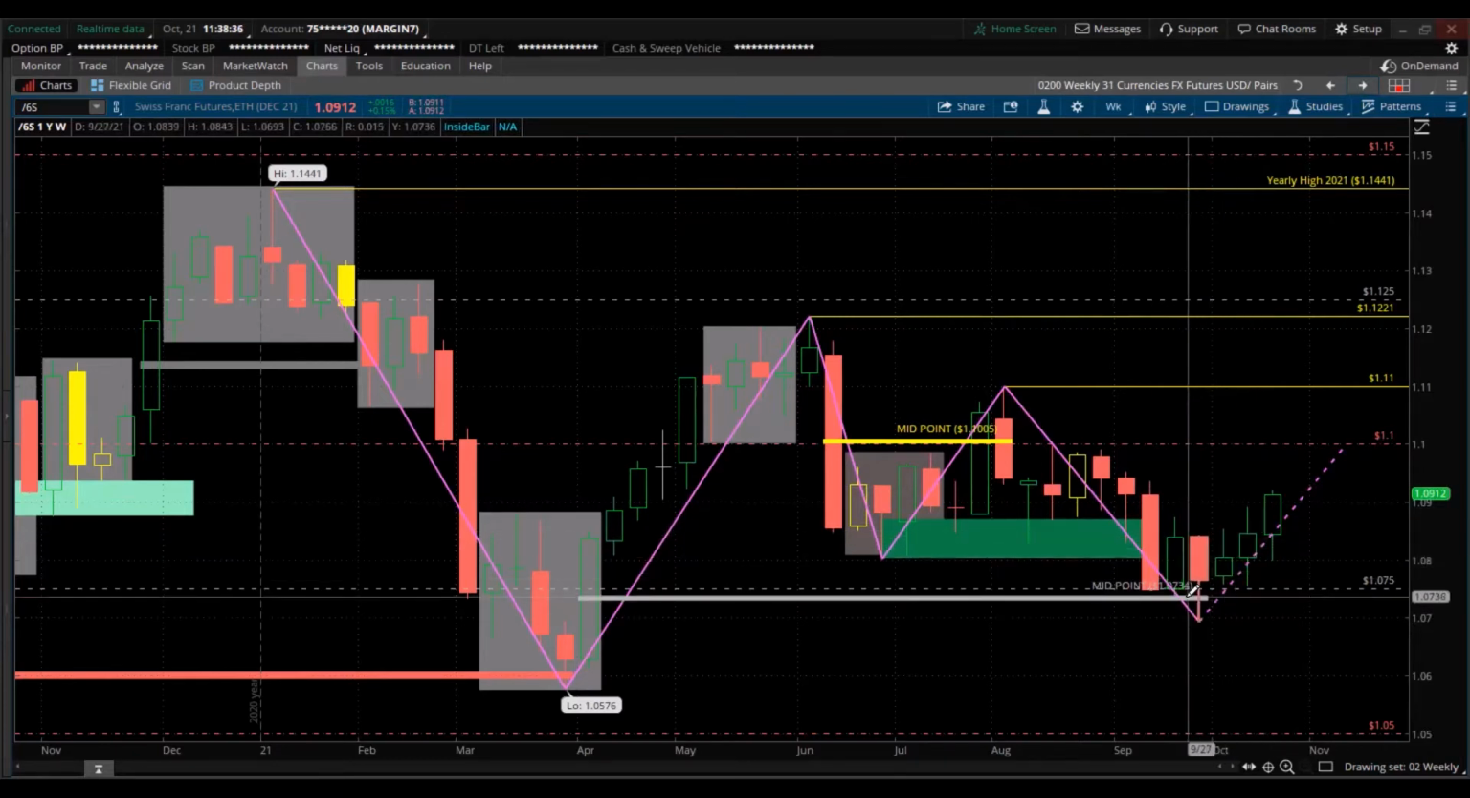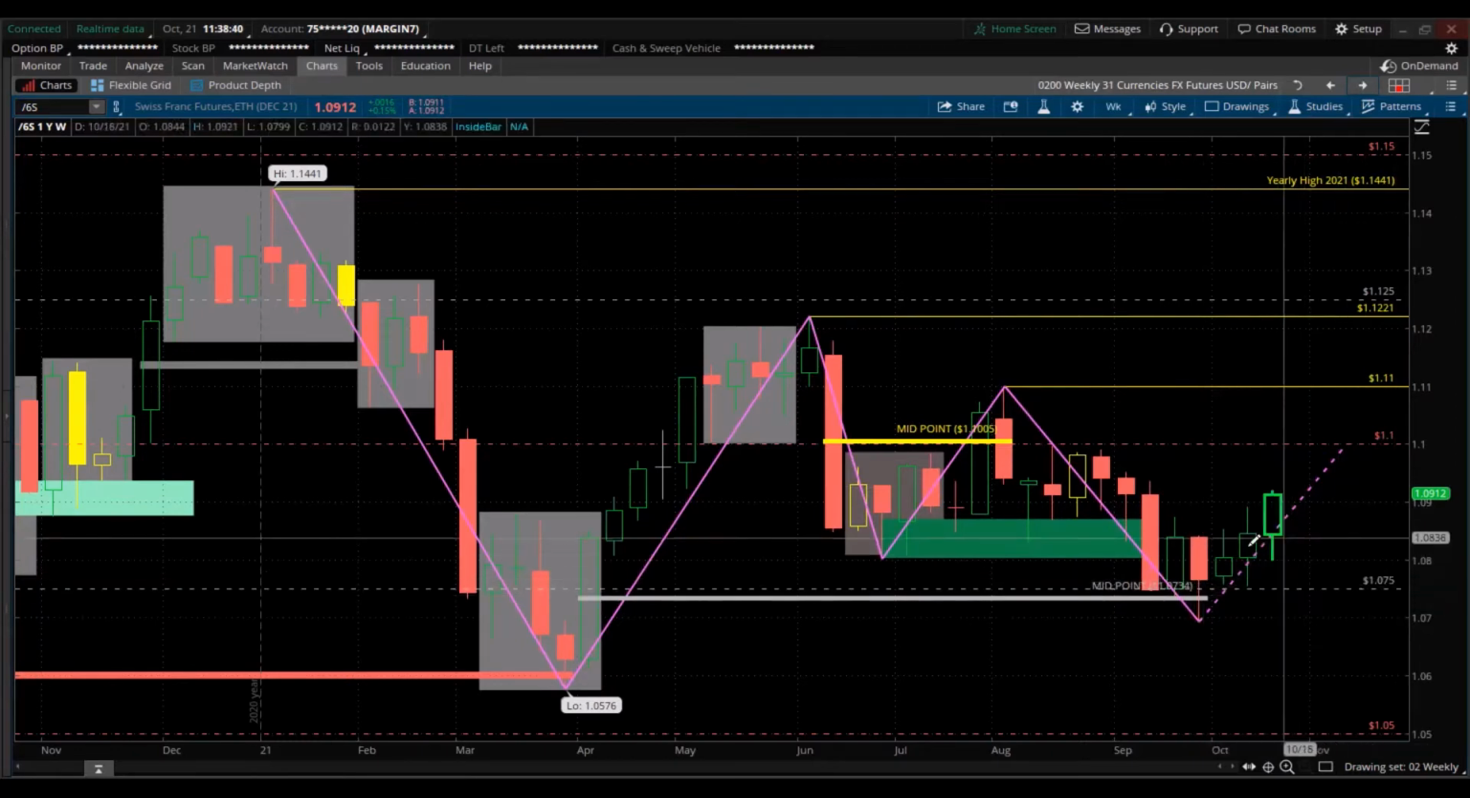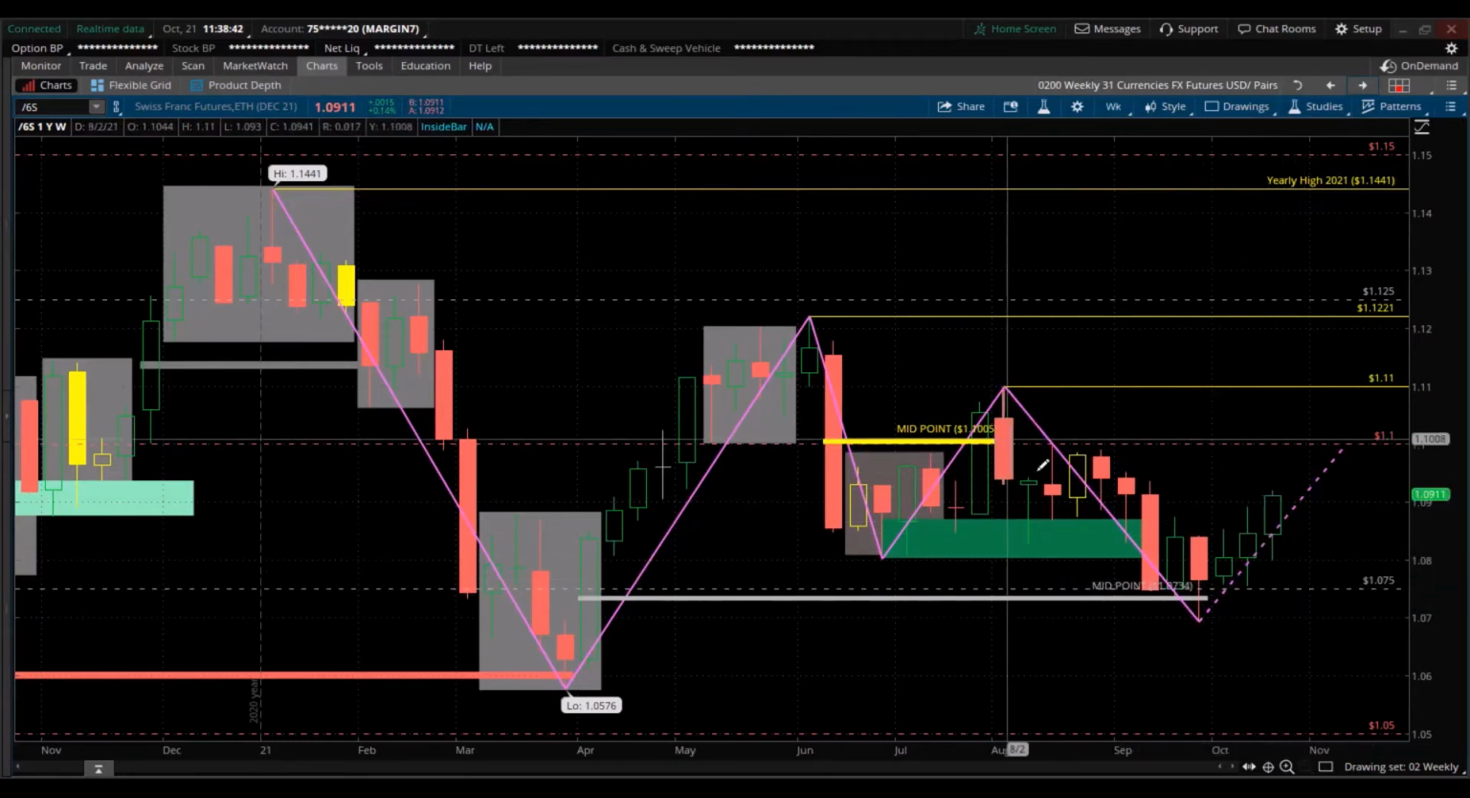So right now, this looks like a retracement. It became now that key number, that gray horizontal line. It's a retracement. Got a lot of resistance up there. We'll see how it goes.